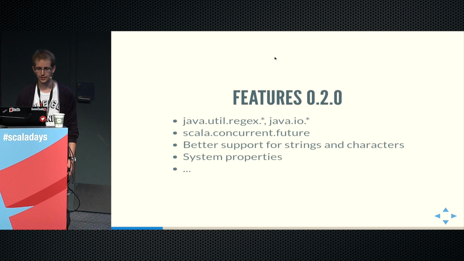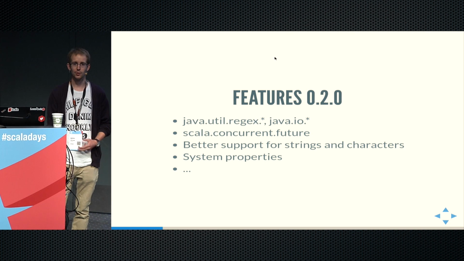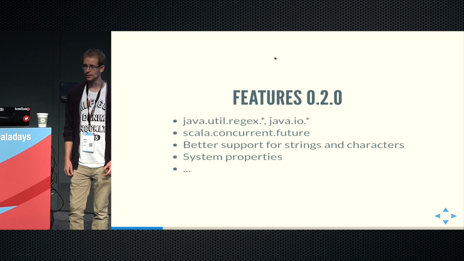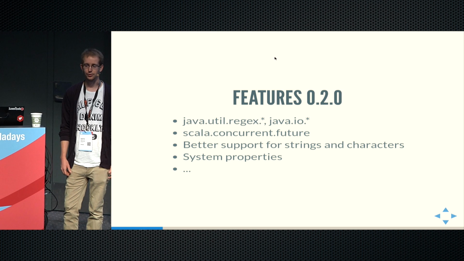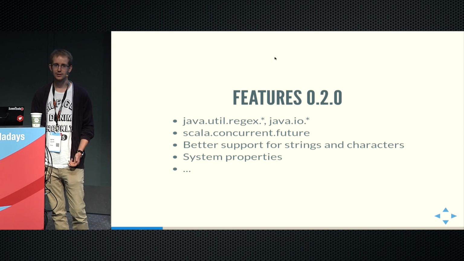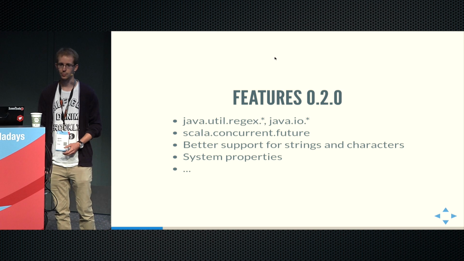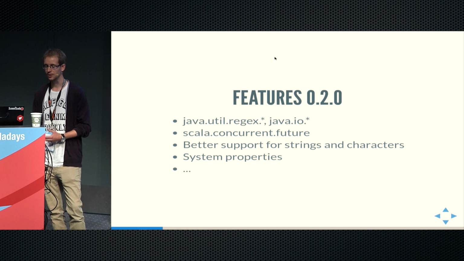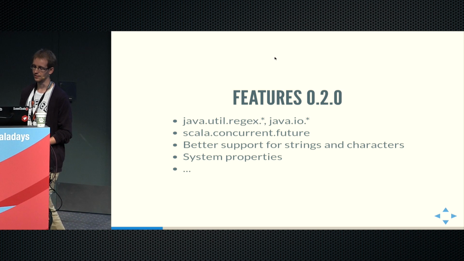In the second release of Scala Native, we focused more on making the standard library bigger, so that you can use more stuff that exists on the JVM, like regexes and I/O. We had initial support for futures. We also added things that were missing on strings and characters. We added support for system properties. So in this release, Scala Native really started to feel more like working on the JVM.